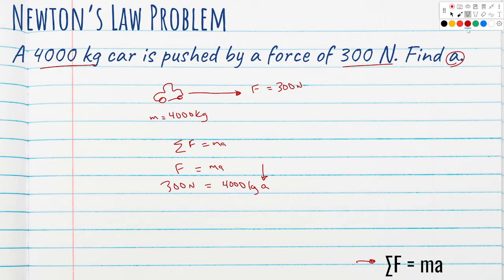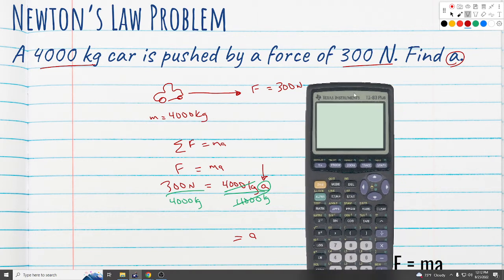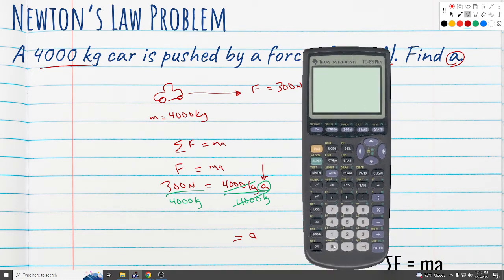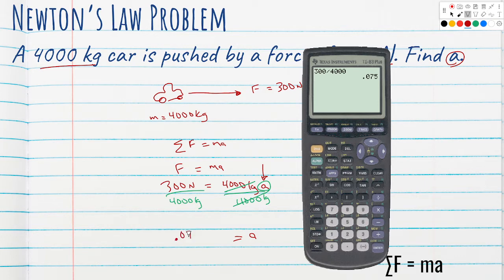Clearly, all I really have to do here is divide by 4,000 kilograms on both sides. That'll cancel that, leave that a all by itself. But what I do on the right, I've got to do on the left as well. So we're just solving this equation for a, and that's pretty straightforward. Here, a equals 3 divided by 4 would be 0.75. I'd have to move the decimal place one more time, but I'll do it on the calculator here. 300 divided by 4,000, and there's that 0.075 right there. That is the magnitude of my acceleration.